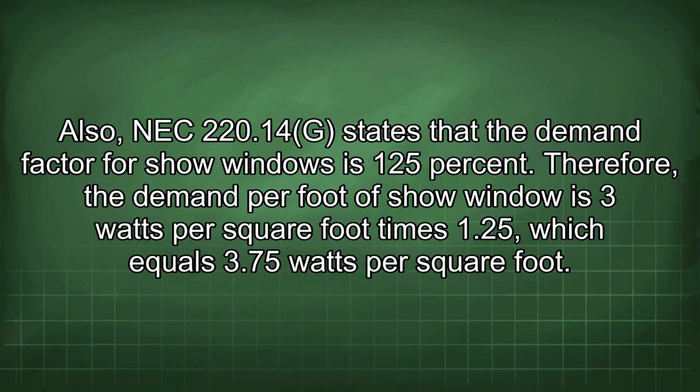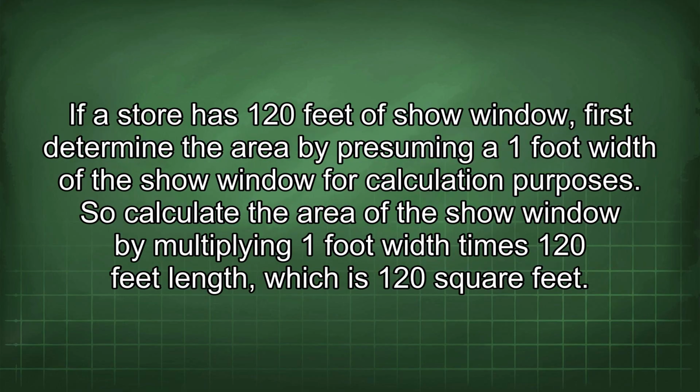Therefore, the demand per foot of show window is 3 watts per square foot times 1.25, which equals 3.75 watts per square foot. If a store has 120 feet of show window, first determine the area by presuming a 1 foot width of the show window for calculation purposes. So calculate the area of the show window by multiplying 1 foot width times 120 feet length, which is 120 square feet.